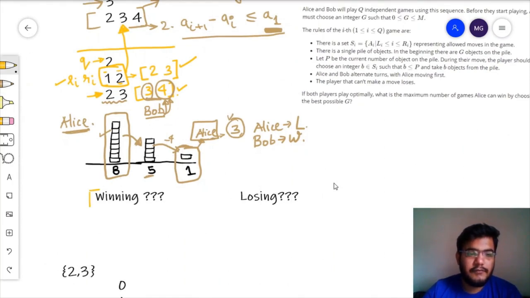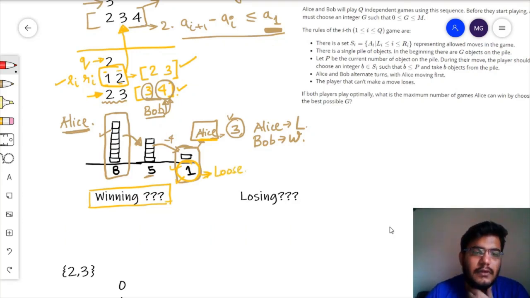Let's see what the winning condition or the winning state is. If only one object is remaining in the pile, whether it is Alice's chance or Bob's chance doesn't matter. The one whose chance it is, when only one object is remaining in the pile, just loses. So we define this particular state as a losing state. So this move where one object is remaining in the pile is regarded as the losing state.